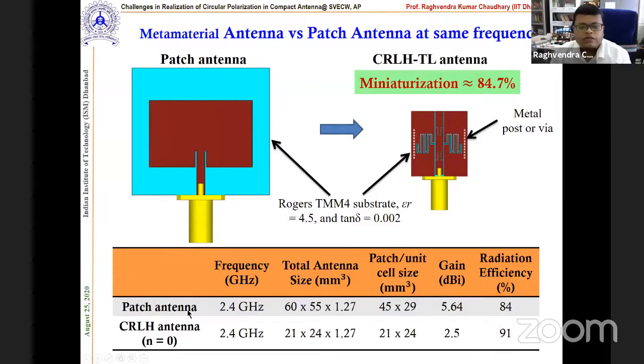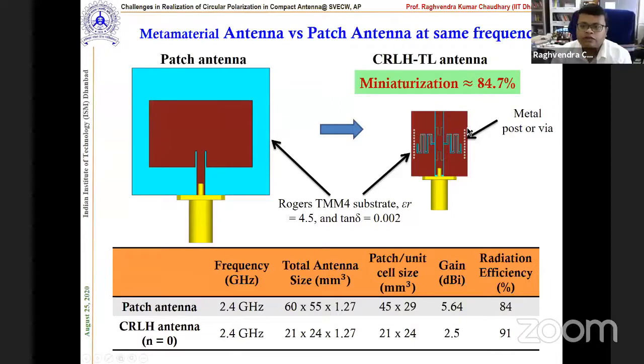Now, if you see the comparison here, the first one is a patch antenna, and the other is a metamaterial antenna, which is a CRLH based antenna. And n is equal to 0 stands for the ZOR property, correct? The frequency of 2.4 GHz we fixed, and we found that the radiating patch size is 21 × 24, and the gain is 2.5 dB. These are quite acceptable results, and compared to the patch antenna the size is almost half. If you calculate the miniaturization in percentage, it comes out to 84.7%, correct? So this was one of the achievements.